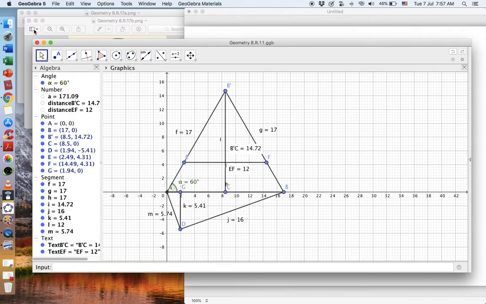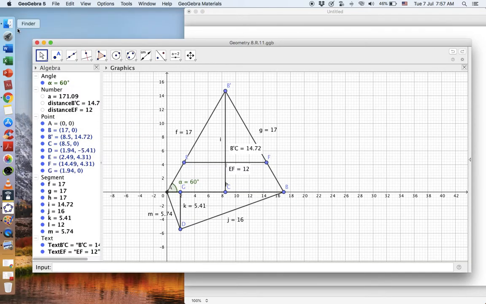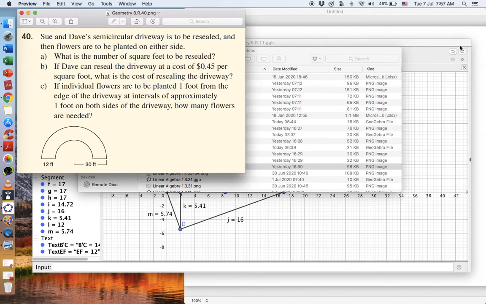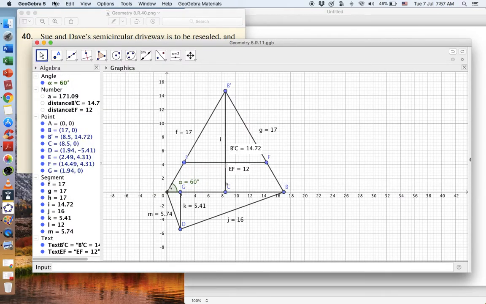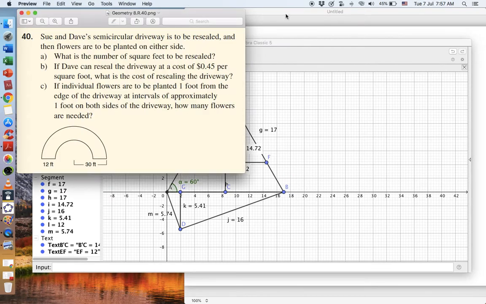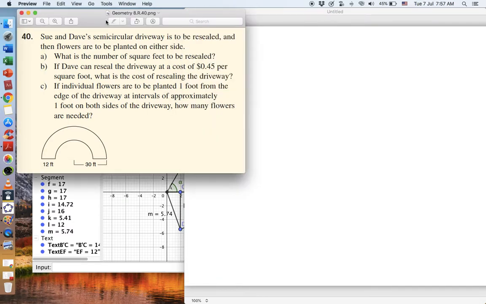In this last example, I'm going to work through the hand calculations and then use Geogebra to check it. All right, so we've got a semicircular driveway here, Sue and Dave. Their names really don't matter. We've got a semicircular driveway.